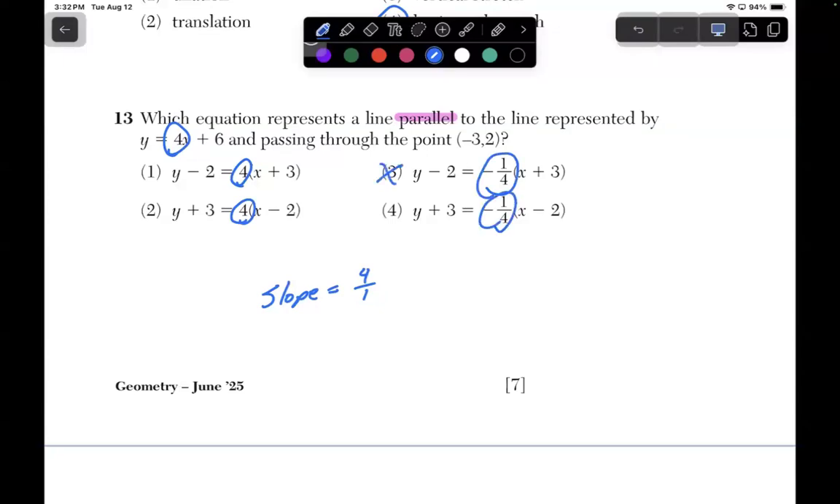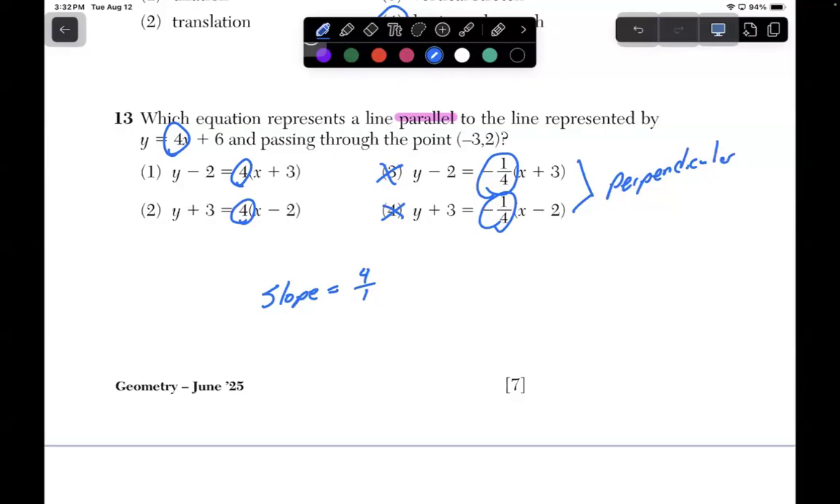So it can't be this one or this one. It can't be 3 or 4. So once you identify that, what is the slope? Is it parallel? Great. These would be perpendicular. So if it said perpendicular, it would be one of these, but they said parallel.